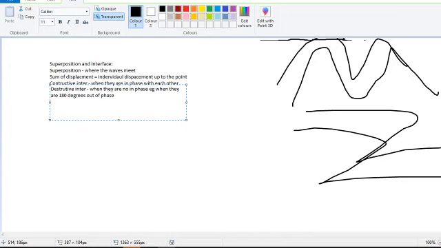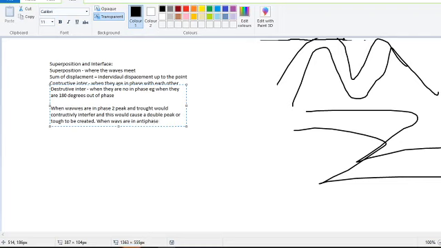The best way to explain this is through the use of peaks and troughs. When waves are in phase, two peaks or two troughs would constructively interfere, and this would cause a double peak or trough to be created. When waves are in anti-phase, a peak would meet a trough and would cause destructive interference.